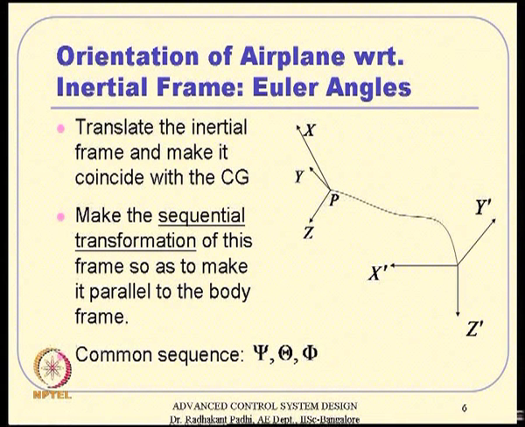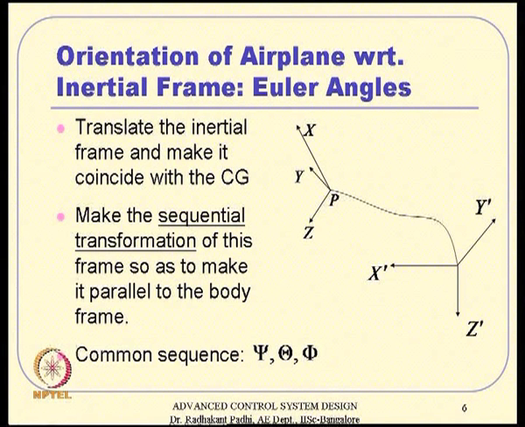Here we need the concept of Euler angles, and later we will see that this is not the only parameterization. We can also have other parameterizations like direction cosine and quaternion, but let us complete the derivation with Euler angles. So there is an inertial frame, and there is a body frame out here. We want to know the orientation of this body frame x, y, z with respect to this inertial x, y, z. That is our objective here.